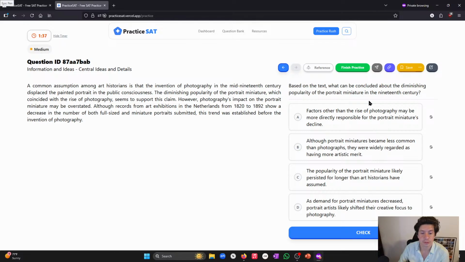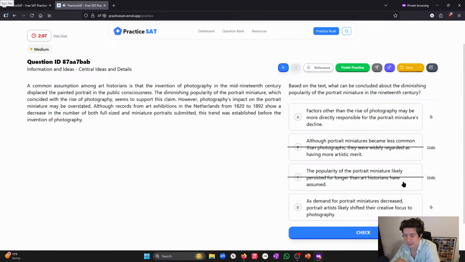Okay. So what we're told here is that they first thought that photography caused the painted portrait to decrease, but then they find that this may be overstated because the decrease occurred before the invention of photography. So it's not about having more artistic merit. It's not that one. It's not about factors other than the rise of photography. Okay, that could be it, actually. The popularity likely persisted for longer? No, because it happened before. They started losing people before that. It should be A.